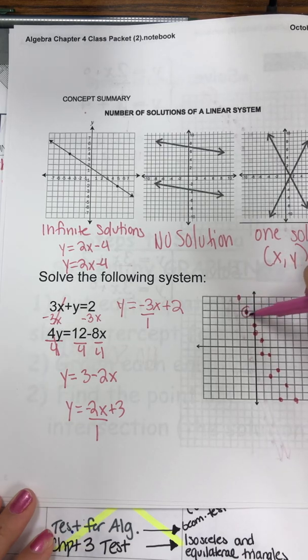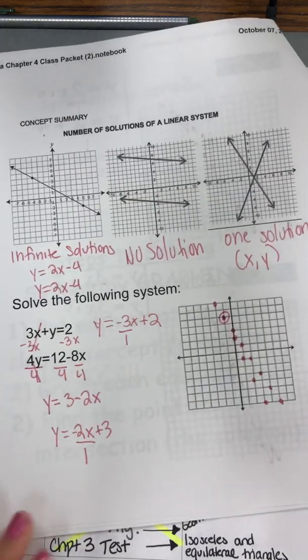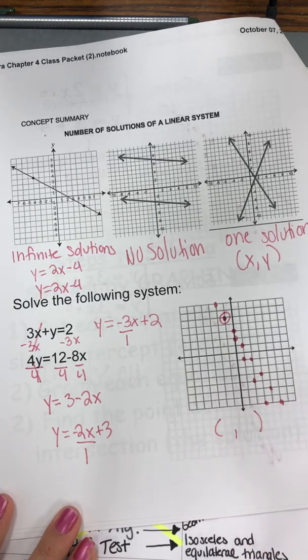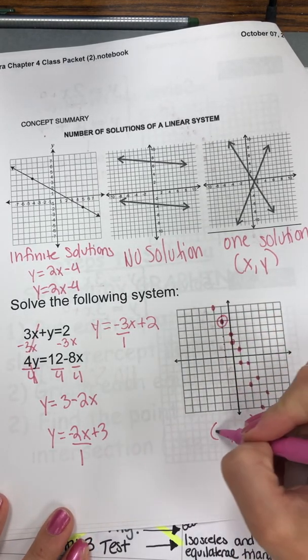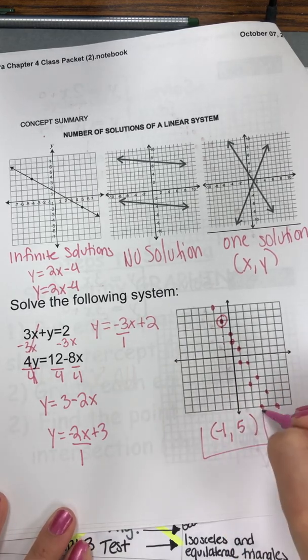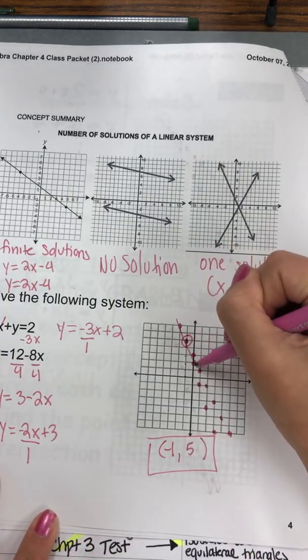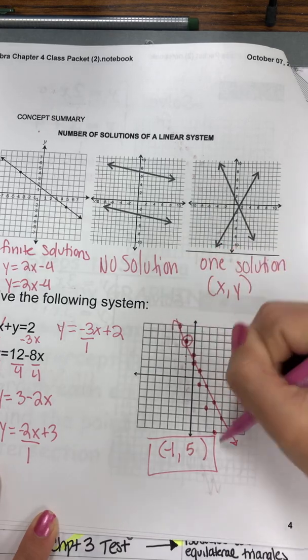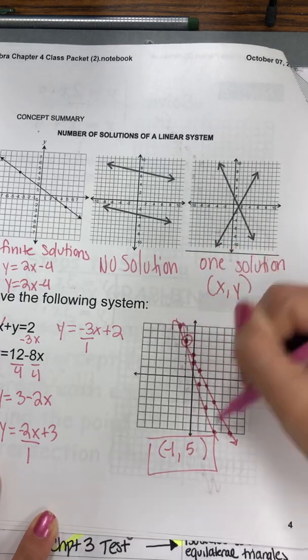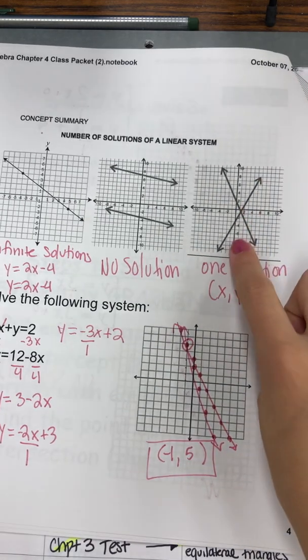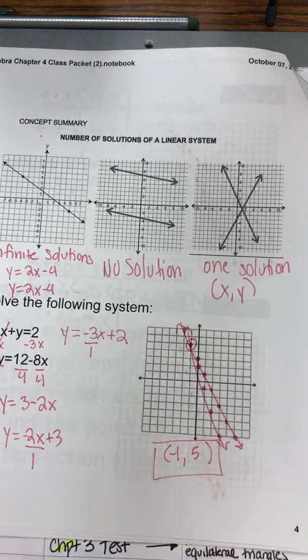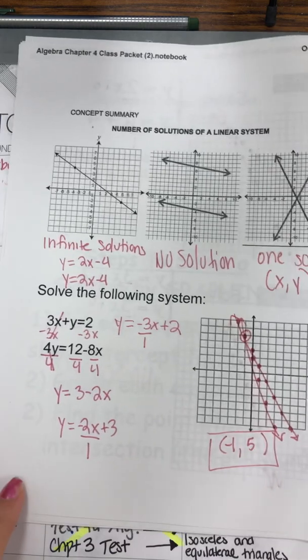So when I do that, I see they intersect right there. So you're going to actually write out the point where they cross. They cross at negative 1, and then 1, 2, 3, 4, 5. And that's going to be your answer. Now that I found the answer, I'm going to go back through here and actually trace my 2 lines. So this one did have one solution, and it actually had a point of intersection. So it had one solution.